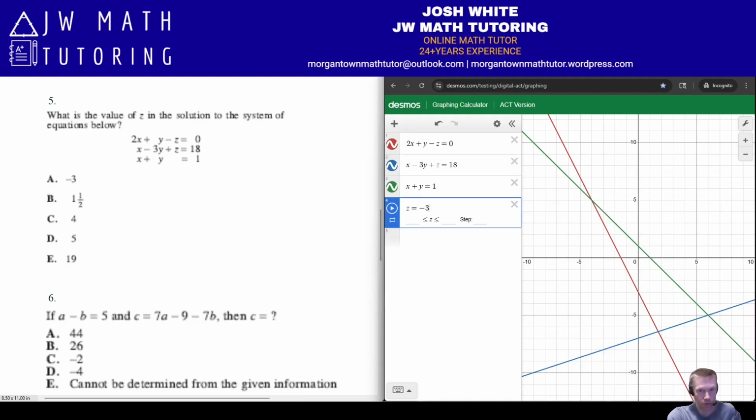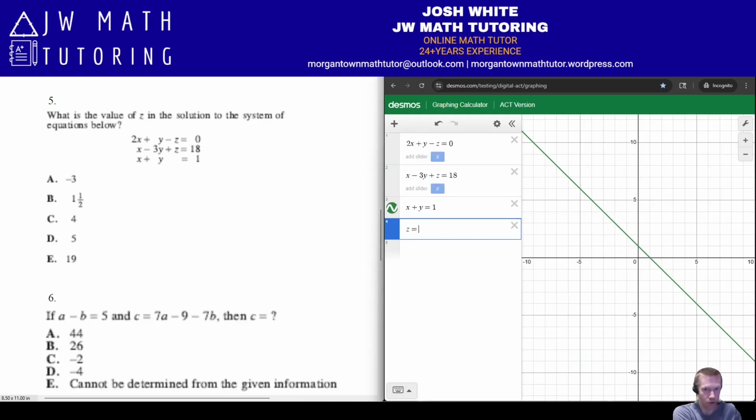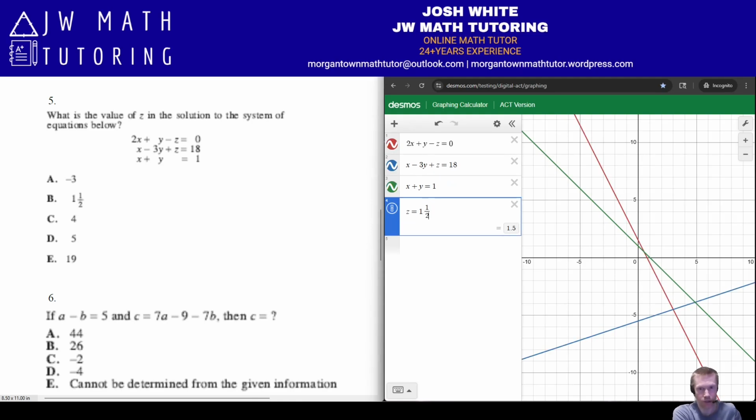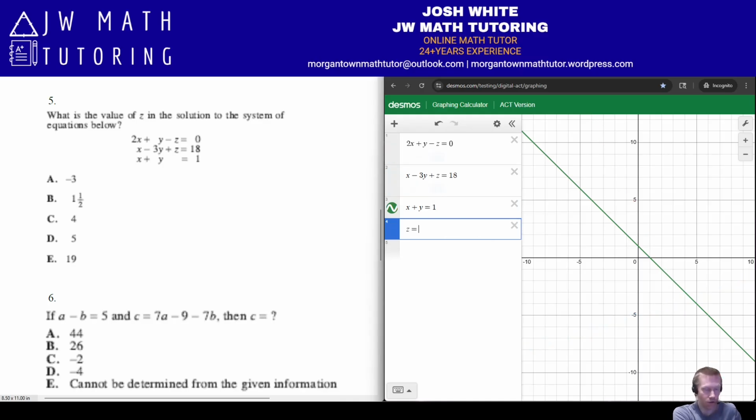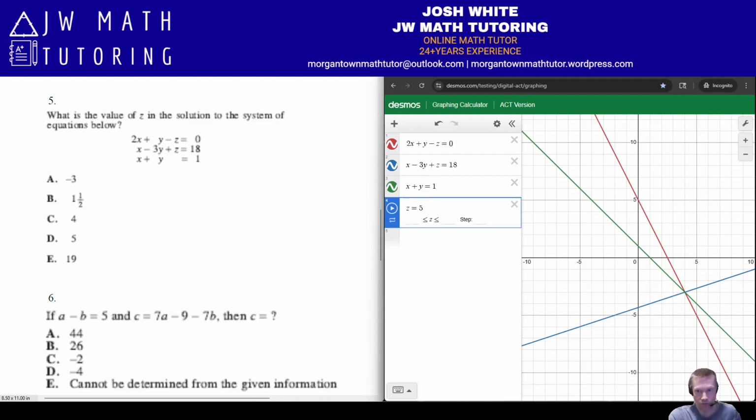So for example, we check answer choice A. Do they all intersect at one point? No, therefore it's wrong. Let's do the next one, 1.5. Technically you could do 1 and 1/2 like this, or you could type 1.5. Again, they don't intersect at one point, so that's wrong. Let's check 4. Do they all intersect at a single point, a single solution? No. Let's check 5. Yes, they do all intersect at one single point right here. Therefore, that is going to be the correct answer, letter D.